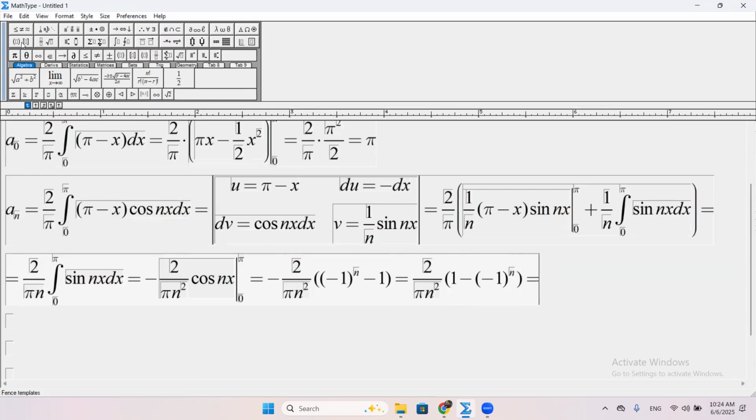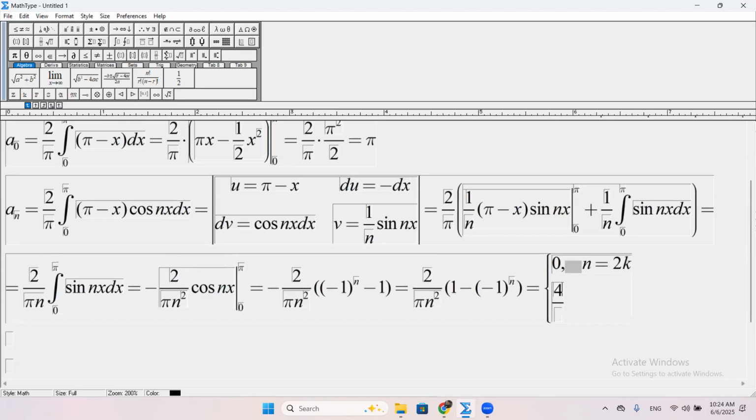And how to simplify it? If n is even, this expression equals 0. And if n is odd, it equals 4 over p n squared.